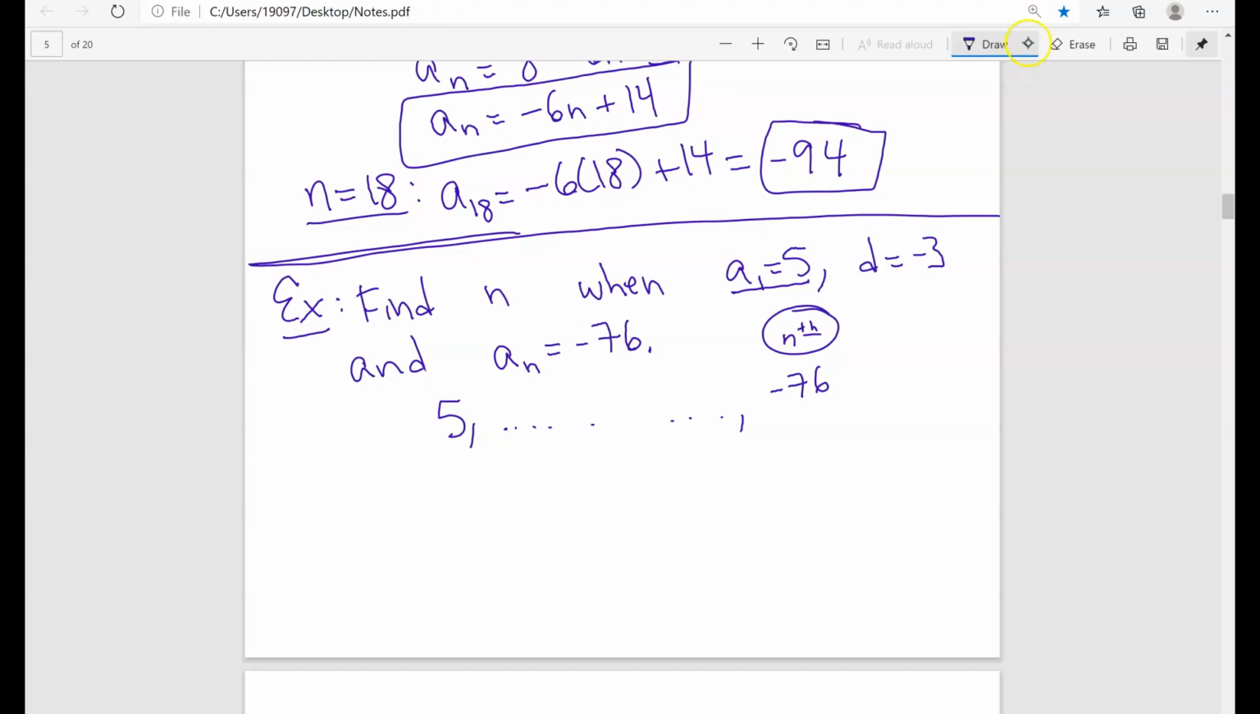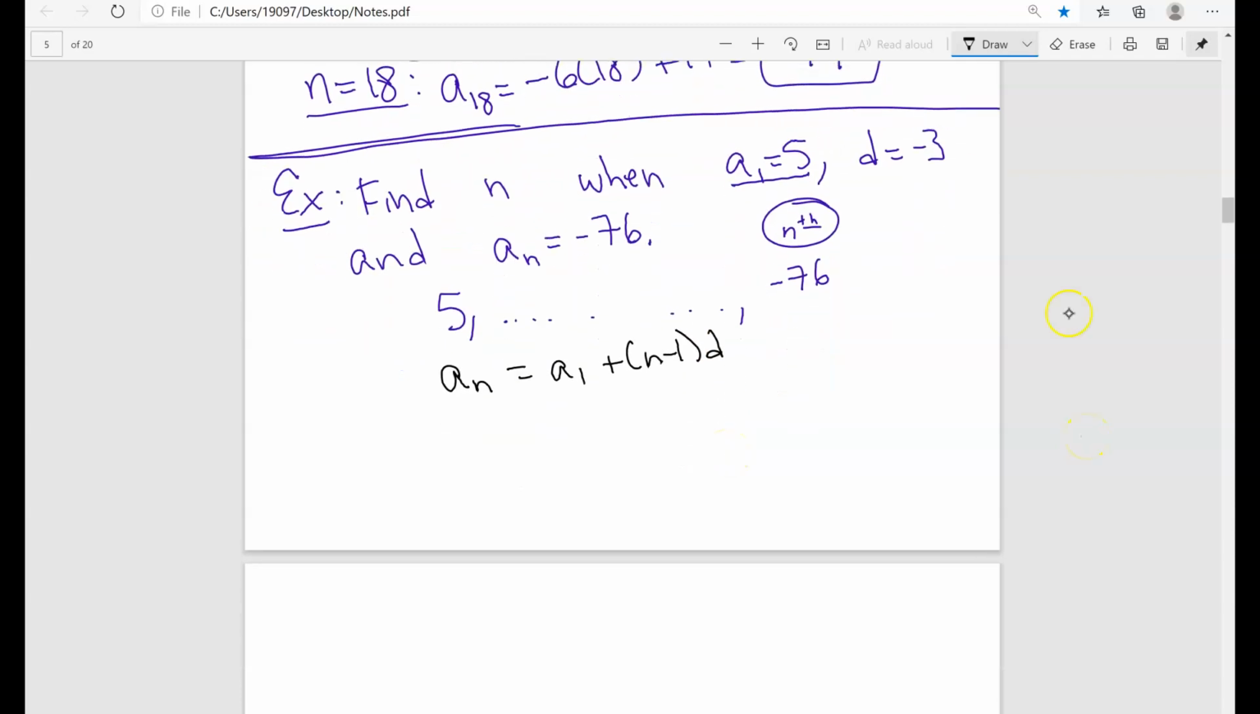Okay. So the only thing that we know how to do is figure out the general term, which is going to be a sub n equals A1 plus n minus 1 times d. But we don't need anything else because we can use this. So I'm going to take an by itself. I know what A1 is. A1 is just going to give me 5 plus n minus 1 times d. In this case, d is -3.